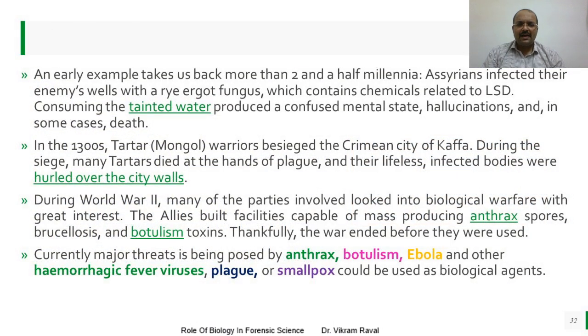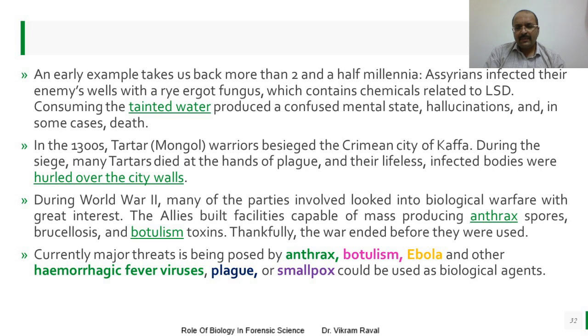An early example takes us back more than 2.5 millennia. Assyrians infected their enemy's wells with a rare ergot fungus which contains a chemical related to LSD, that is lysergic acid. What this chemical does, it causes hallucination. It can alter your mental state. So consuming this tainted water produced a confused mental state, hallucination, and in some cases it eventually led to death of the enemy soldiers.